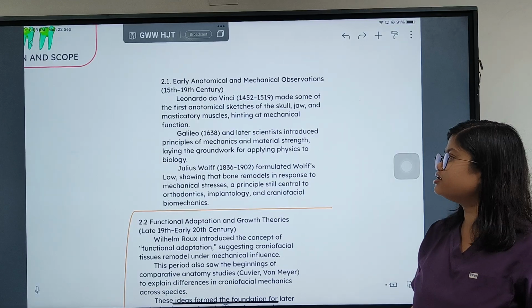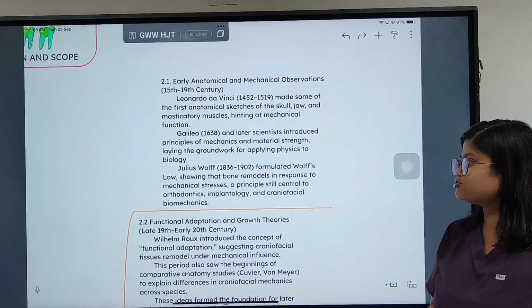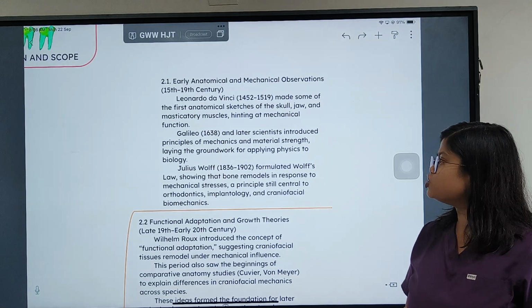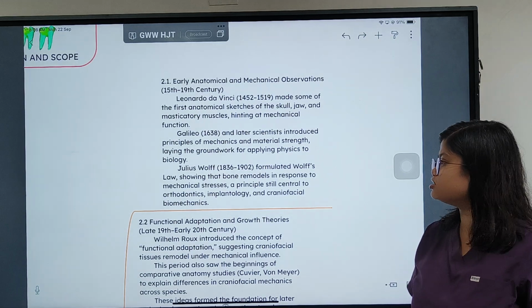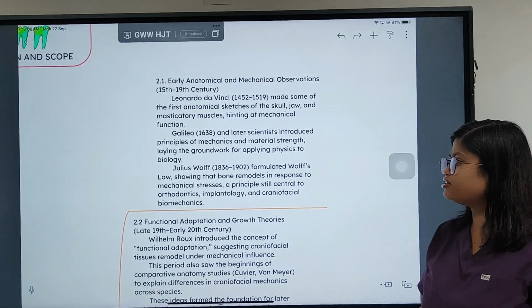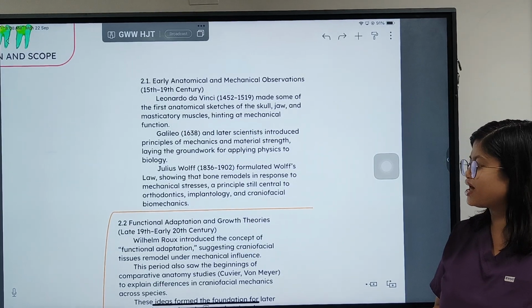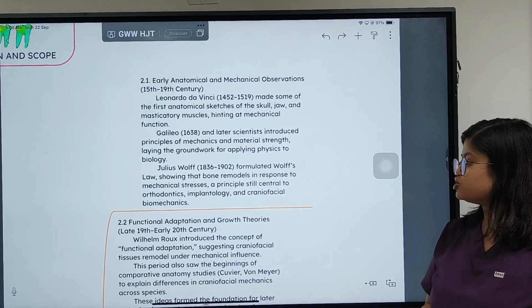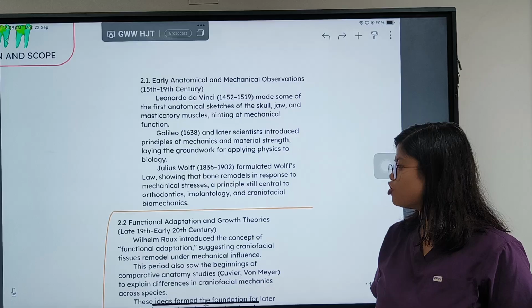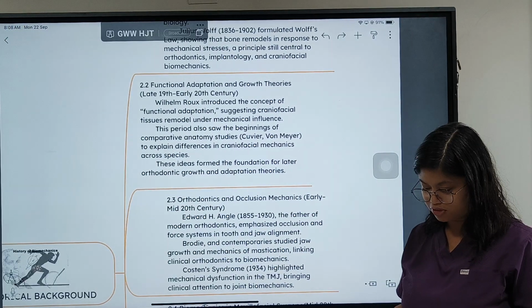Galileo in 1638 and later scientists introduced principles of mechanics and material strength, laying the groundwork for the initial application of physics to biological principles. And Julius Wolff in 1836 formulated Wolff's law, showing that bone remodels in response to mechanical stresses, a principle which is still central to biomaterials, orthodontics, implantology and craniofacial biomechanical outcomes.